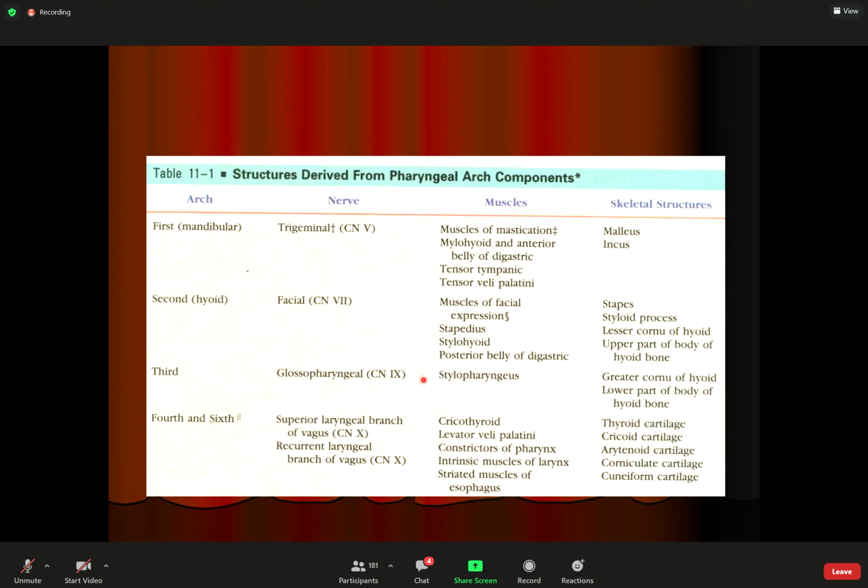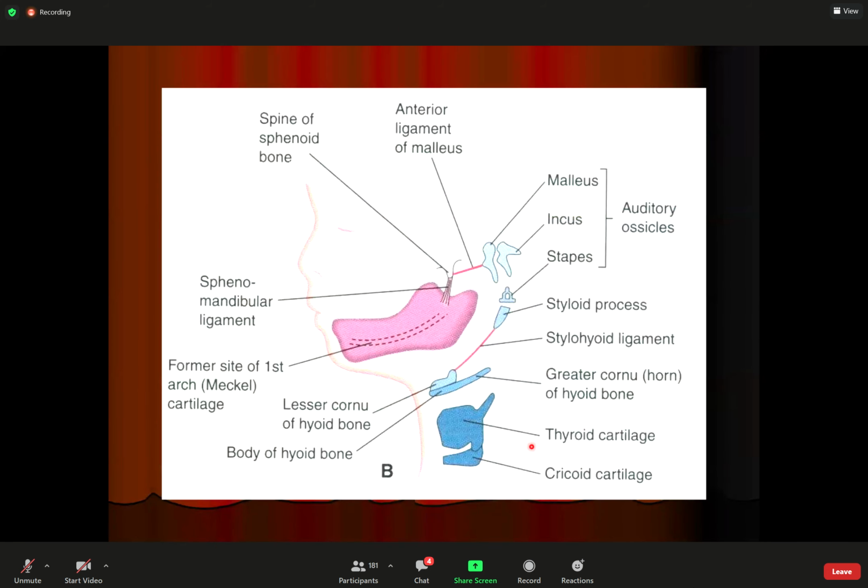Most of the time I ask: name the muscle coming from the third arch. Very important, because stylopharyngeus is the only muscle in the pharynx supplied by the glossopharyngeal nerve. The rest of the muscles come from the fourth arch and are supplied by the vagus. You have to remember this, unfortunately. But I go back to this one. It's basically very easy for now.